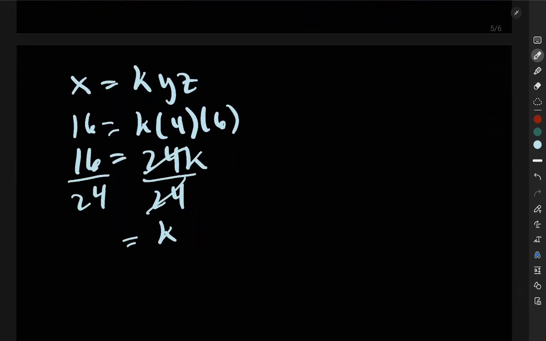Then we will reduce 16 and 24 because they are both divisible by 8. 16 divided by 8 is 2. 24 divided by 8 is 3. So k is 2/3. So the equation will be x equals 2/3 yz.